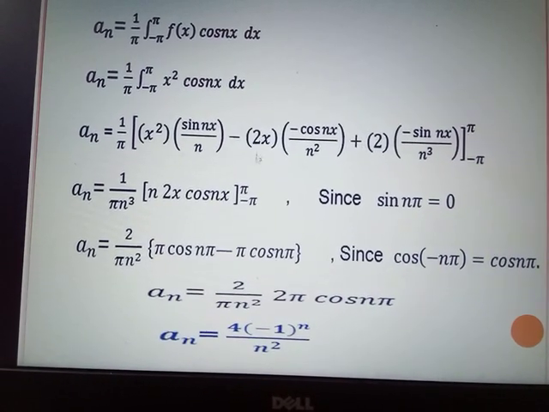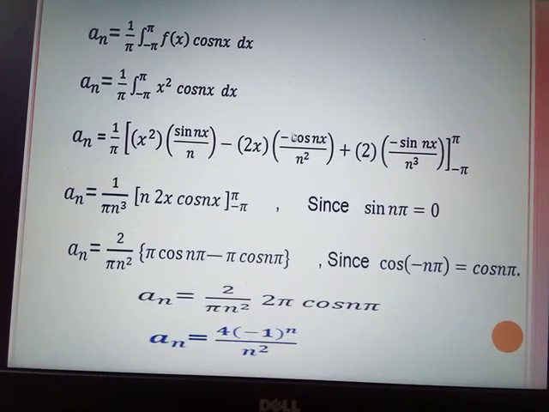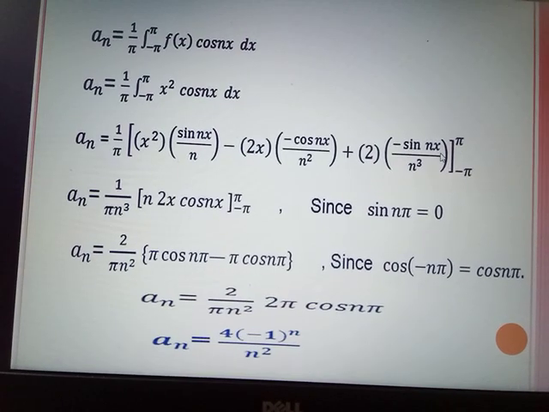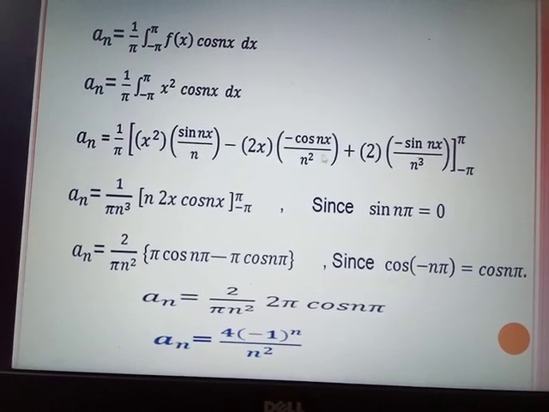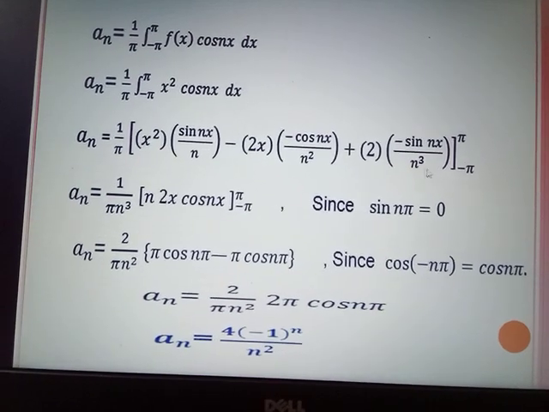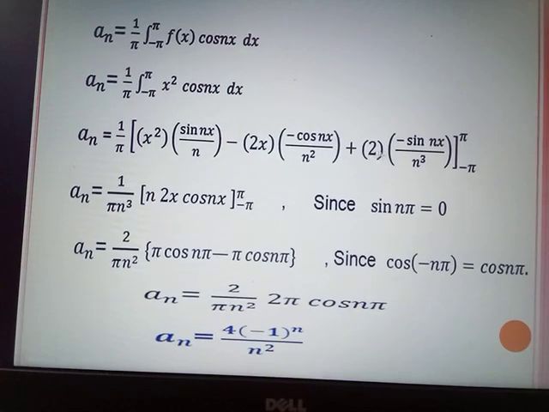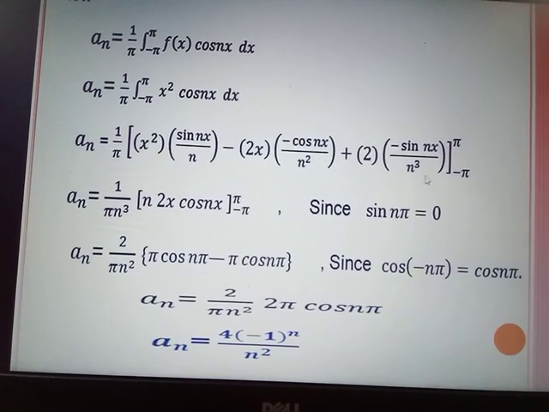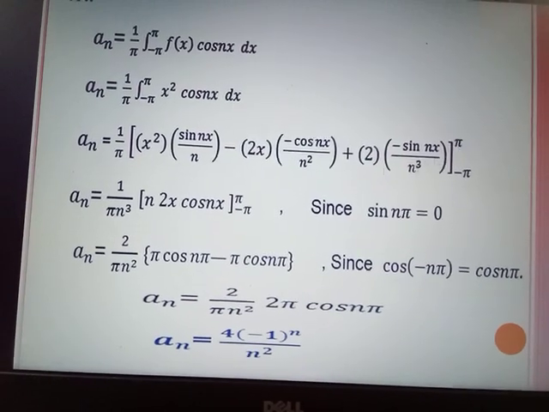Next, again differentiate this 2x. We get 2 into, then integrate this one, minus as it is. Integration of cos nx is sin nx divided by n. We have already n square here. n into n square is n cube. Therefore, 2 into minus sin nx divided by n cube. Limits from minus pi to pi.